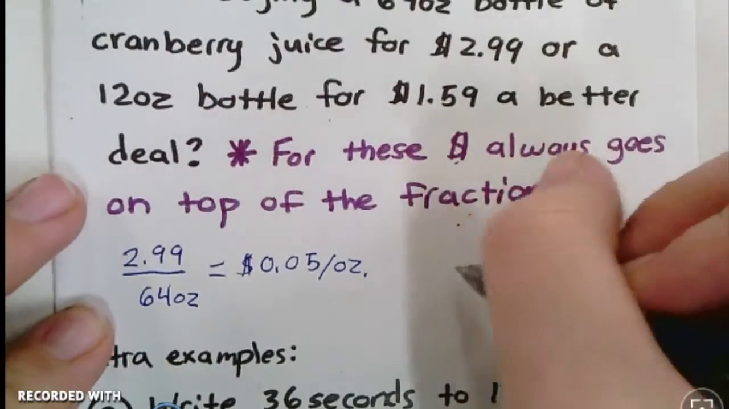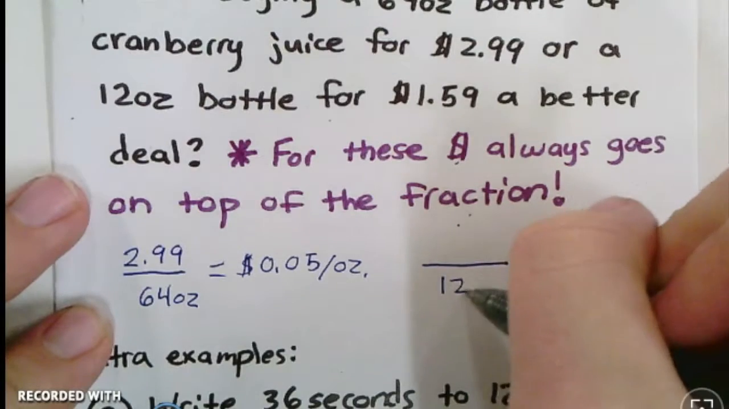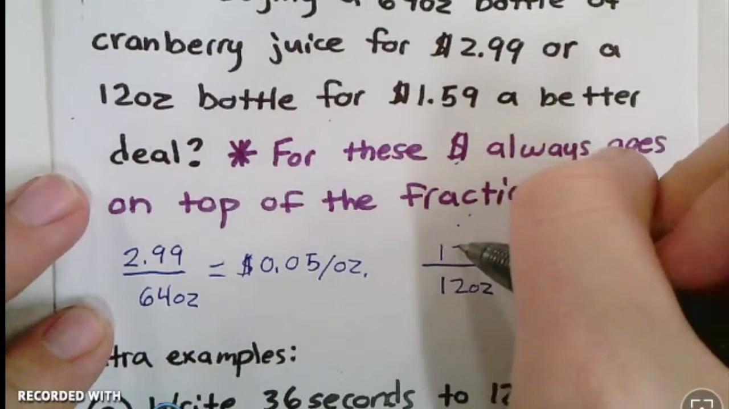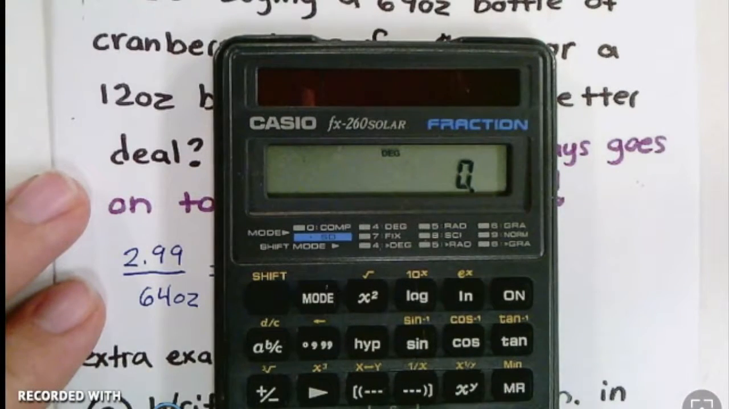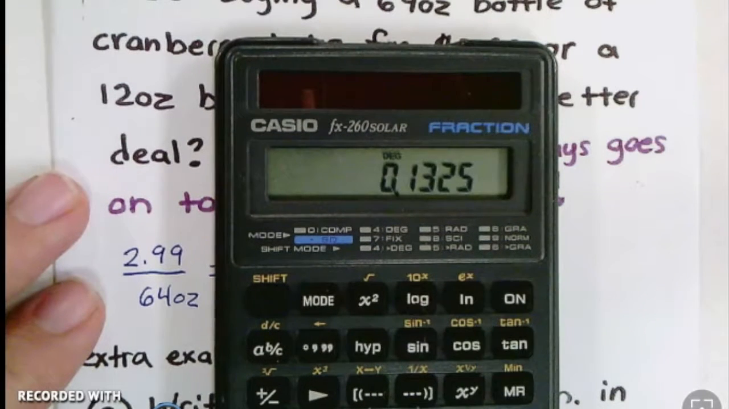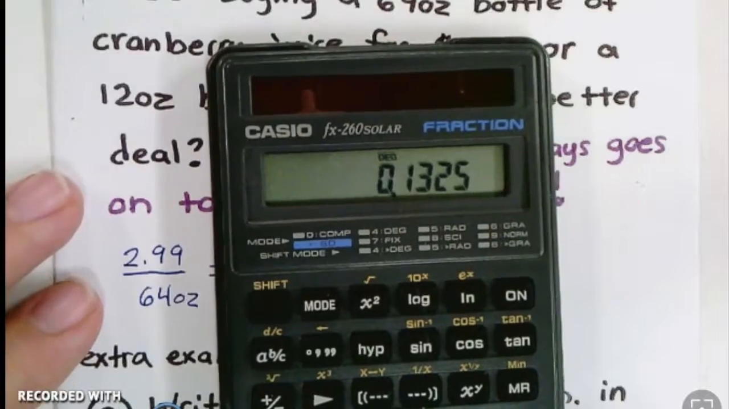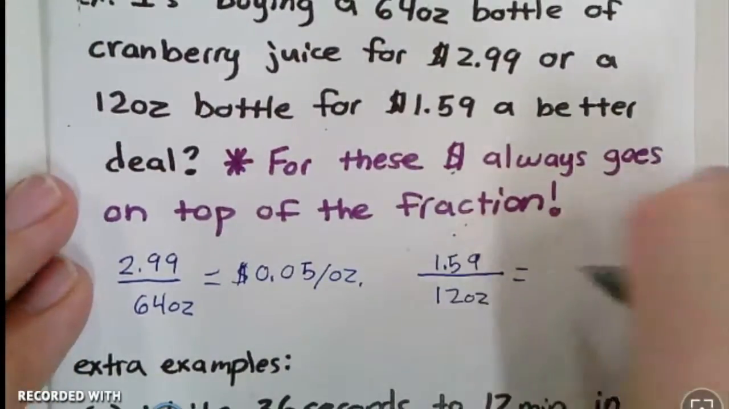Let's find out what the other one's going to be. So for my second option, I had 12 ounces for 159. 159 divided by 12. And so we found out that for this deal, it's going to be 13 cents an ounce.